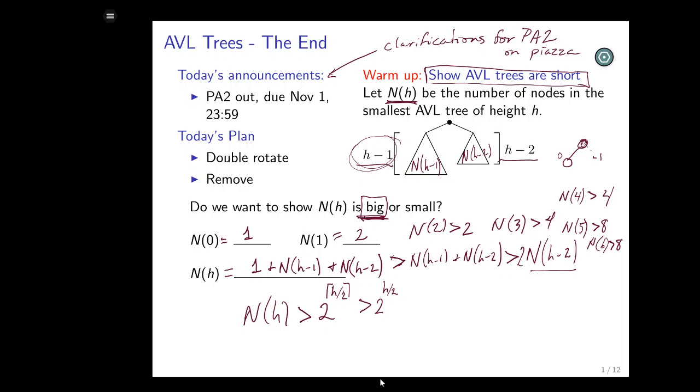If I look at this and I want to get a relationship between height and number of nodes, I want a relationship that says, if I have a tree that has n nodes in it, then it has height something. I have to get an inequality that involves height and number of nodes. I have an inequality that involves height and number of nodes. I just have to simplify it. So if I take log of both sides, I get that log n of h is bigger than h over 2. And if I monkey around with that, I get h is less than 2 times log n of h.